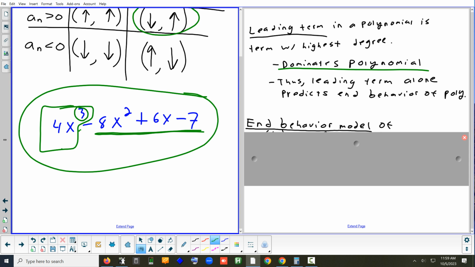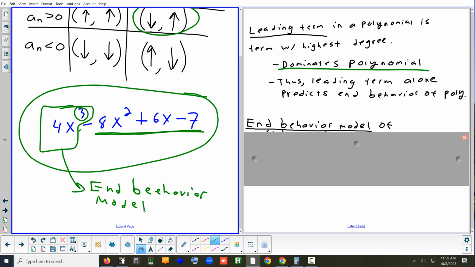I'm going to write this over here. This 4x cubed is what we call the end behavior model. So basically, if you took your calculator and graphed that in y1, and graphed 4x cubed in y2, and zoomed out far enough, they would essentially look the same. The end behavior model is like a prediction of what it would look like if you zoomed way, way out and you couldn't see all the little details.